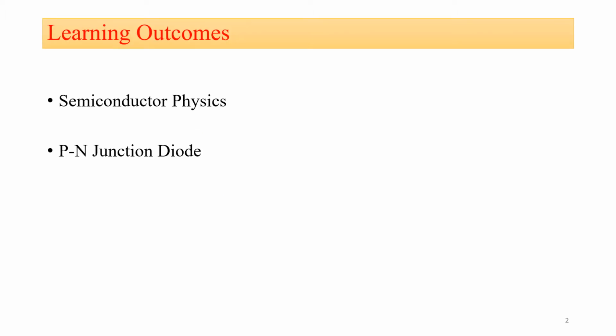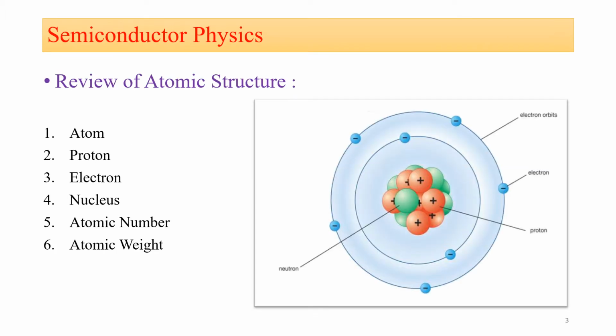Now the learning outcomes. After studying this topic, students will be able to understand the concepts of semiconductor physics and the working principle and the VI characteristics of p-n junction diode. Now let's start with the semiconductor physics. We will start our semiconductor physics with the review of the atomic structure.